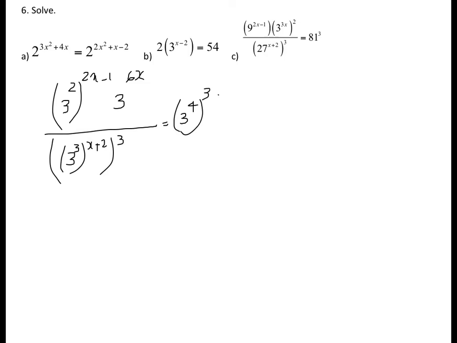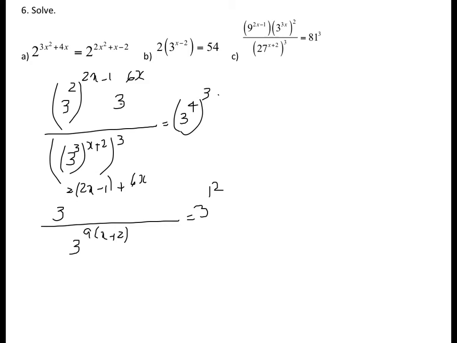Now 3 exponent 2, exponent 2x minus 1 is going to give me 3 exponent 2 times 2x minus 1. And then since the bases are the same, I can add the exponents, so I get plus 6x divided by, now this one I can multiply all these exponents together. I get 3 exponent, 3 times 3 is 9, times x plus 2, which is equal to 3 exponent 12.